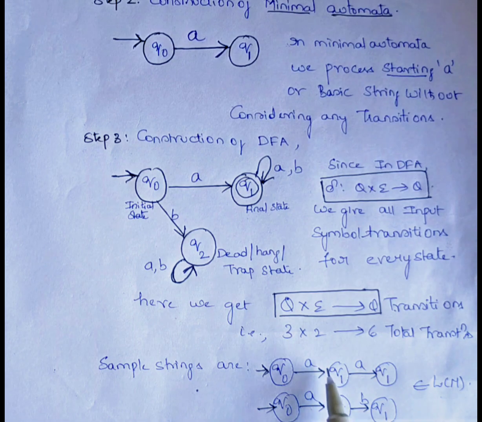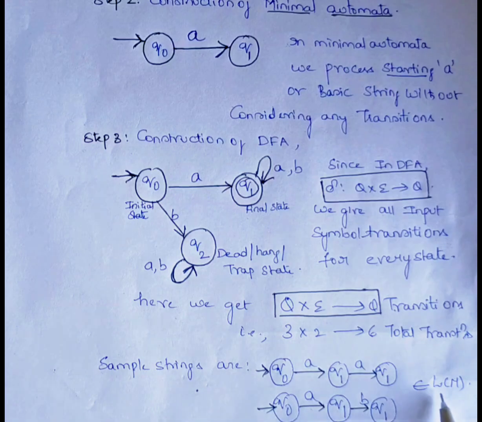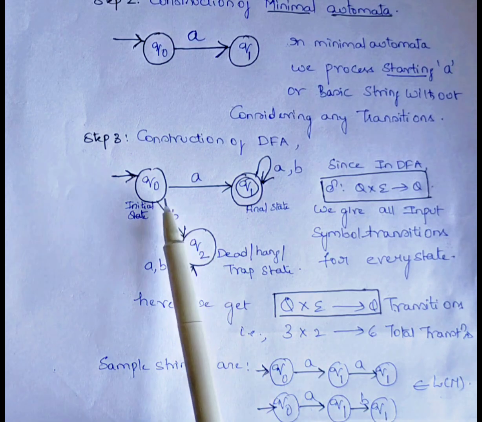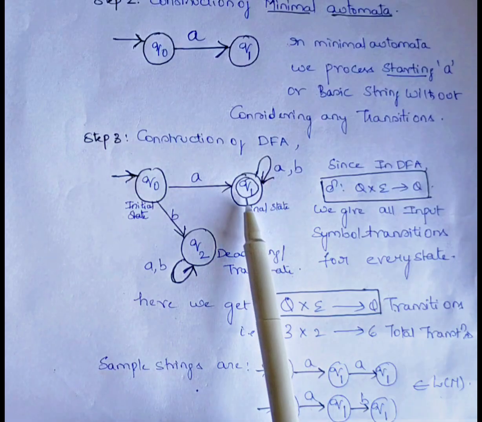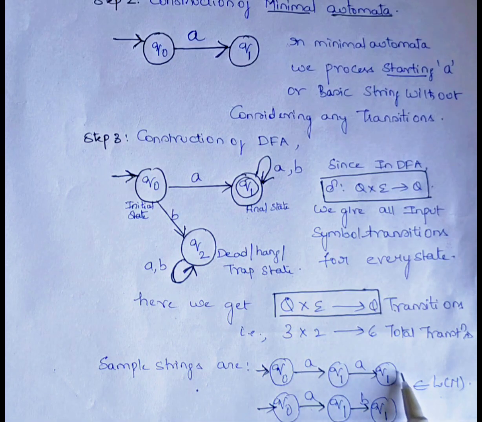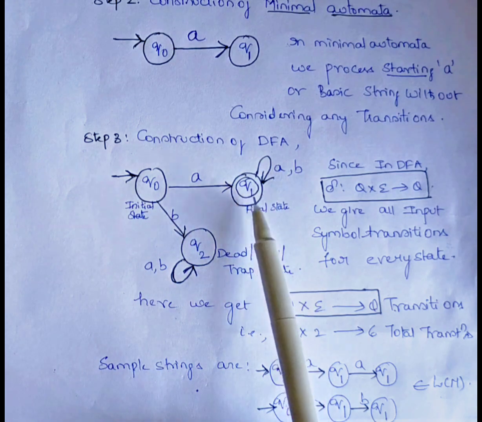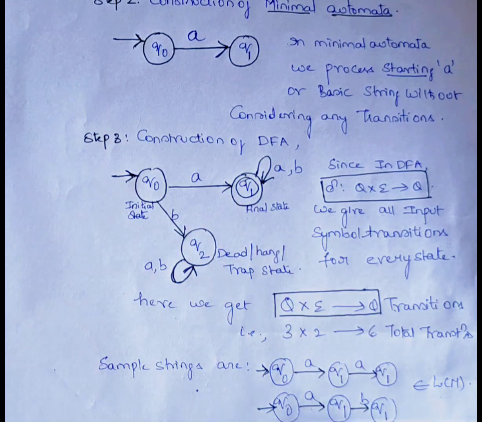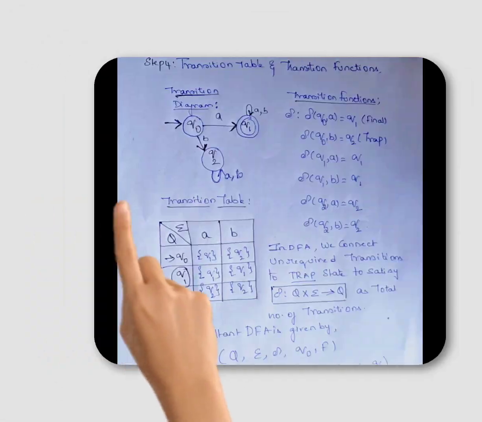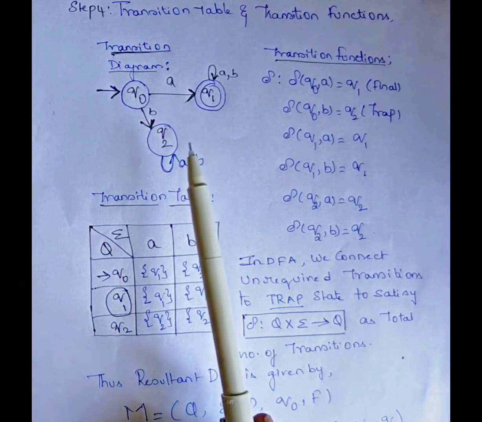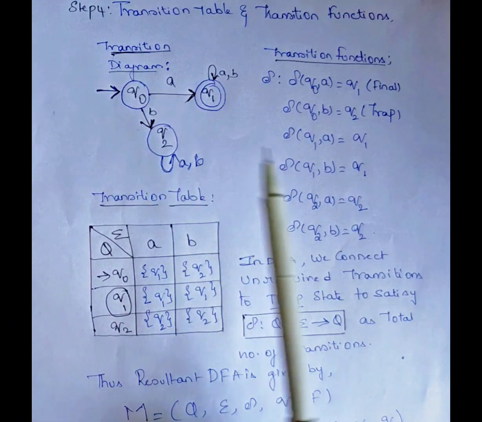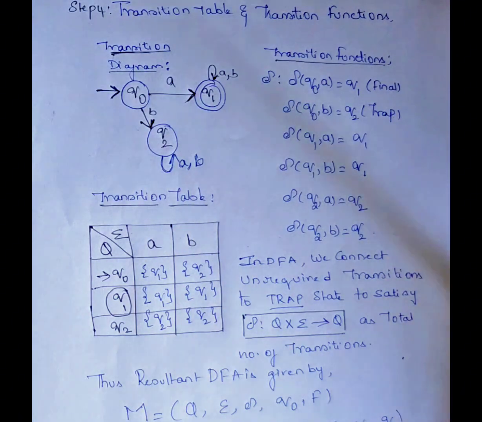Consider the sample strings AA, AB, which belong to the language L of M. Here from the initial state Q0, A is reaching the final state. So this is a valid string. Similarly, AB from initial state Q0, B is also processed through the final state. So these two strings belong to the language L of M. Based on the above transition diagram, we'll write the transition table and transition functions.